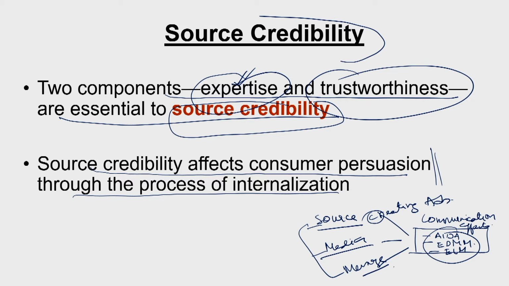If an expert gives a message, say tomorrow a master chef comes in an ad and makes an advertisement for spices, and he says use these spices, Tata Sampann or whatever it is, because these spices have this flavor, this kind of organic compound, this kind of smell, and so on and so forth. You will trust it because you will internalize this message.